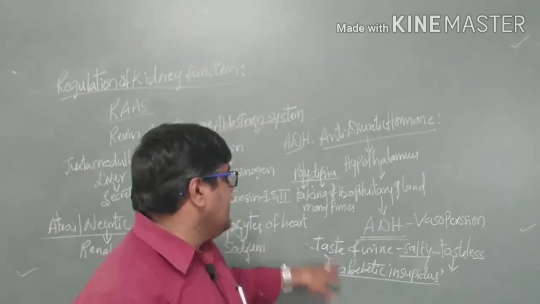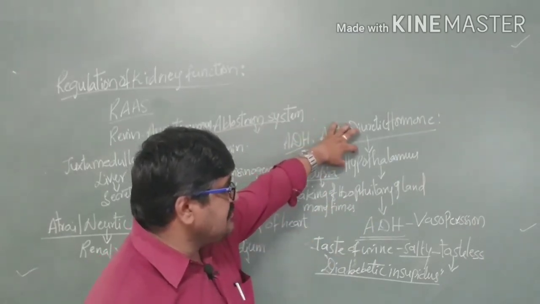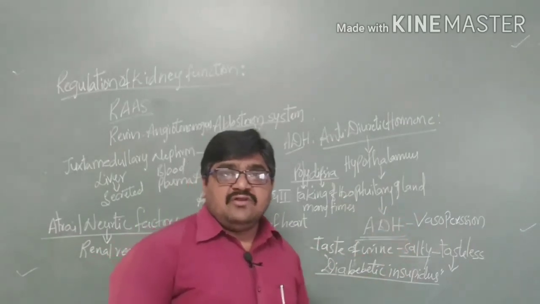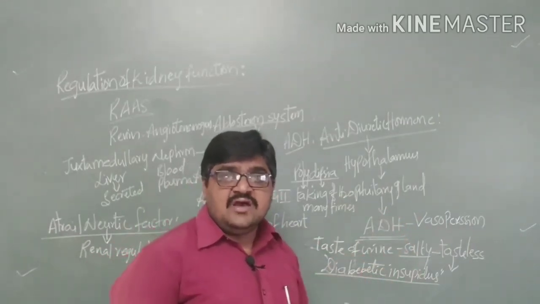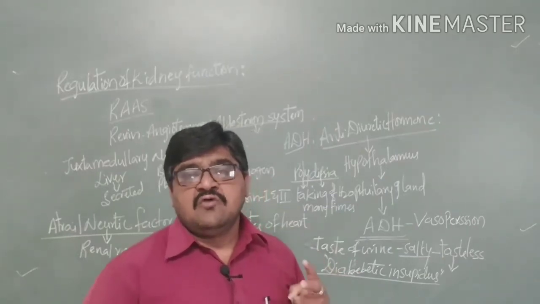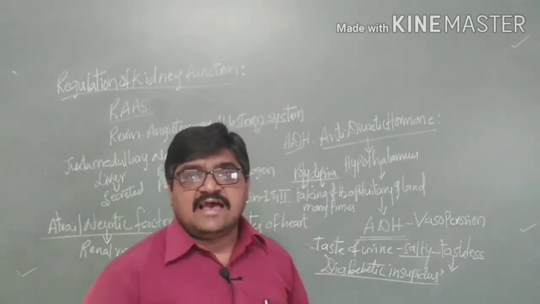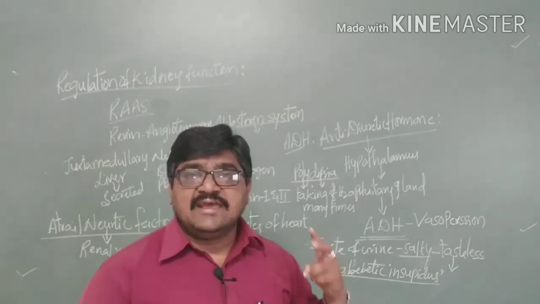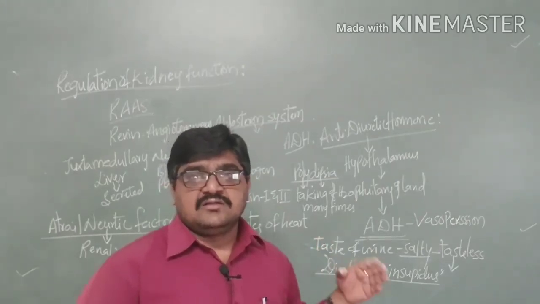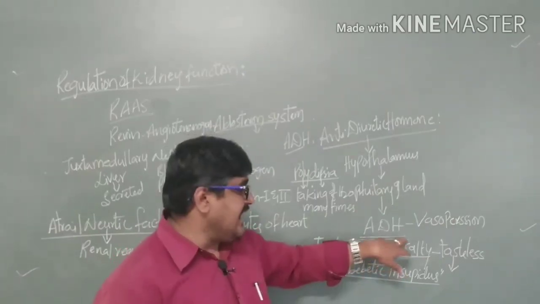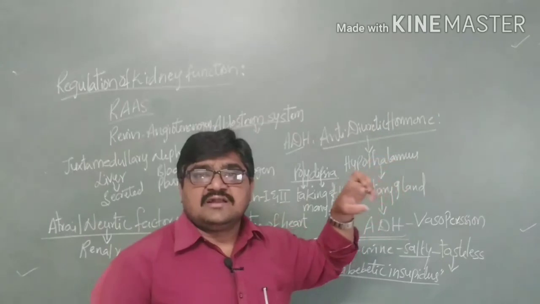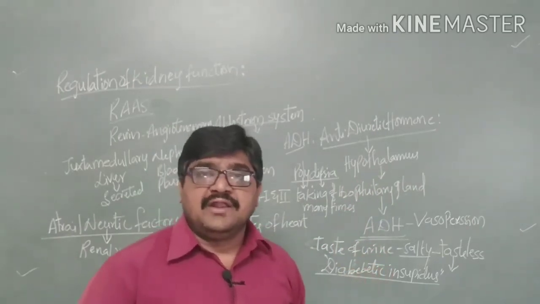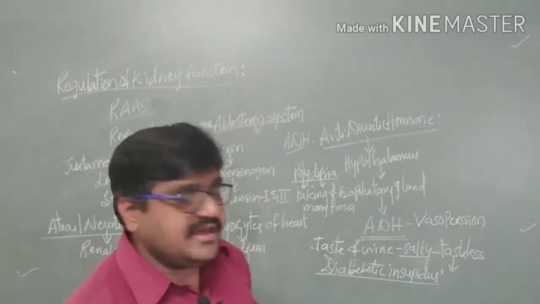The ADH hormone is first stimulated by the hypothalamus, which stimulates the pituitary gland. The pituitary gland is divided into anterior and posterior parts. The posterior pituitary secretes two hormones: one is ADH and the second is oxytocin. The anterior pituitary gland secretes seven hormones, which we have already discussed and will discuss in detail in the topic of chemical coordination.